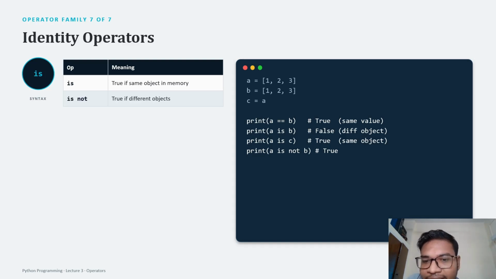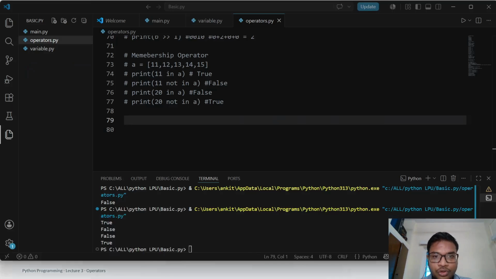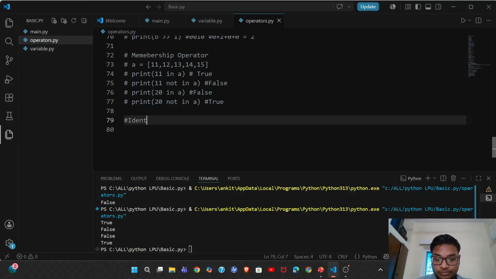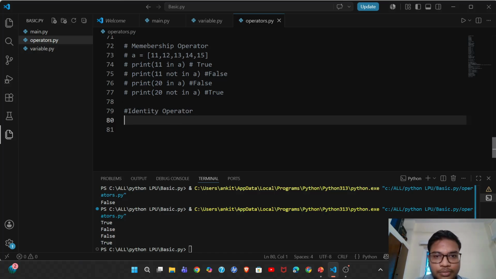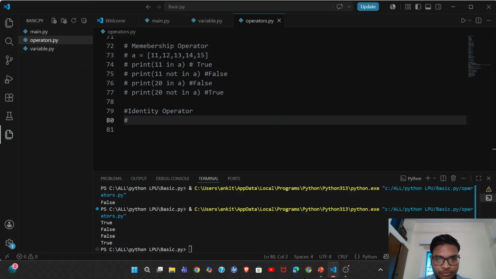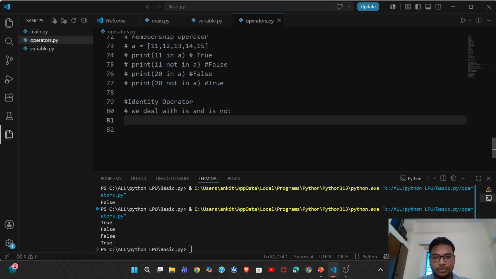So let's do it practically. In VS Code, for the identity operators, we deal with is and is not. Okay, so let's use print.